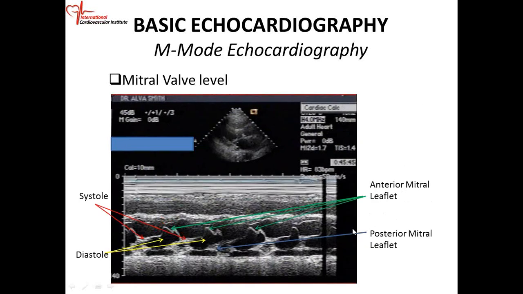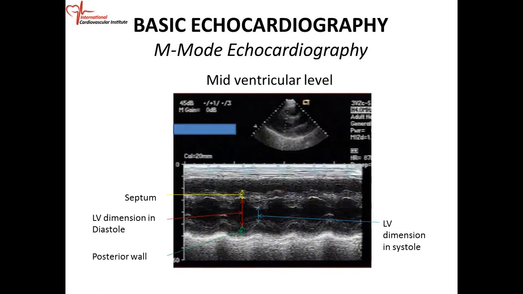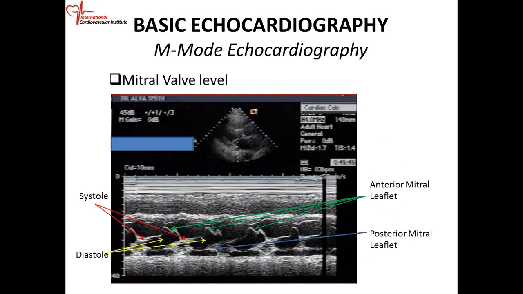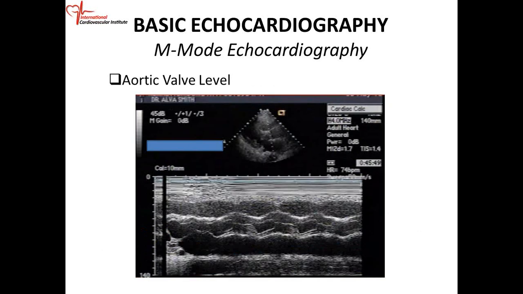So this is one wall of the aorta. This is the second wall. So the aorta, the first wall you encounter, then the second wall. And then the aortic valve is inside the aortic walls. This is the aortic valve.